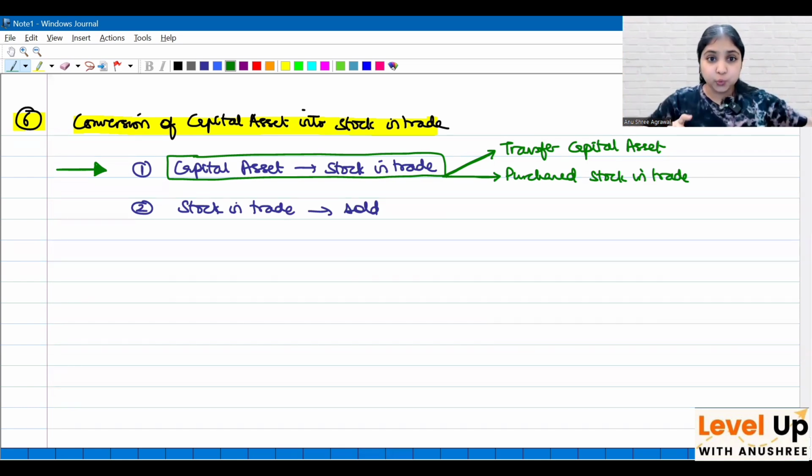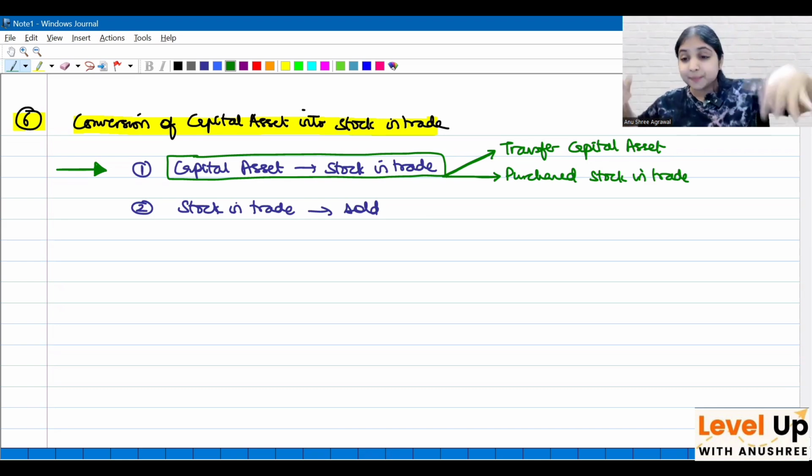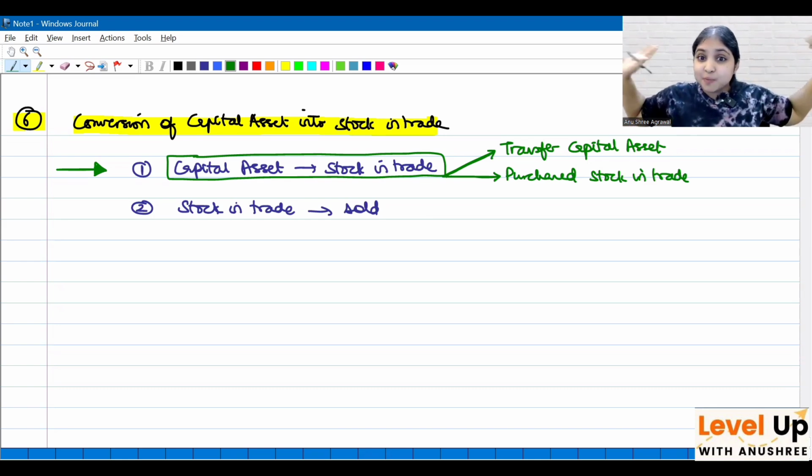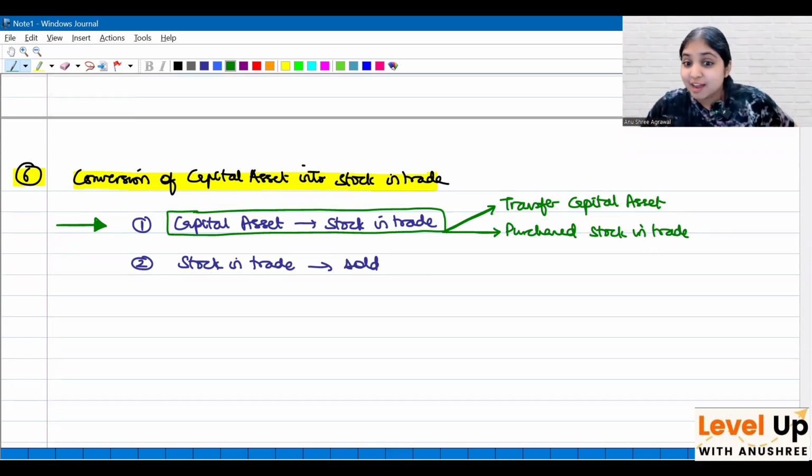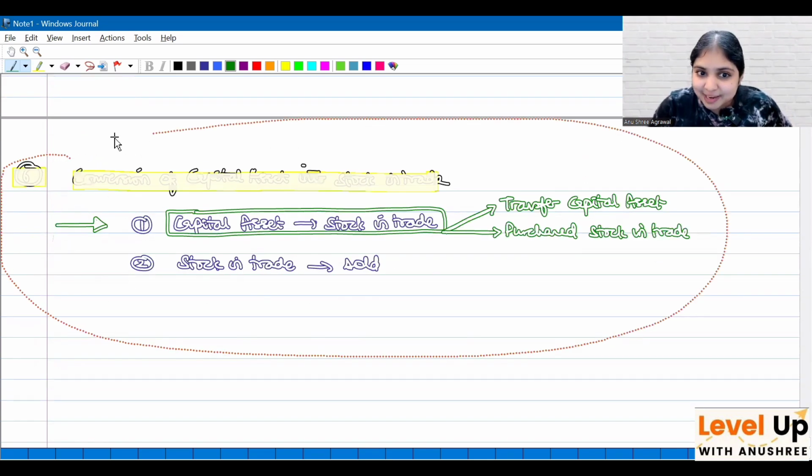But I'm asking you to imagine I have converted capital asset into stock in trade, which means I don't have the capital asset anymore, which means treat it as if I transferred the capital asset. Suddenly I have stock in trade in my hand. So imagine I purchased the stock in trade. Now tell me, if you transfer capital asset, which head of income will be involved?